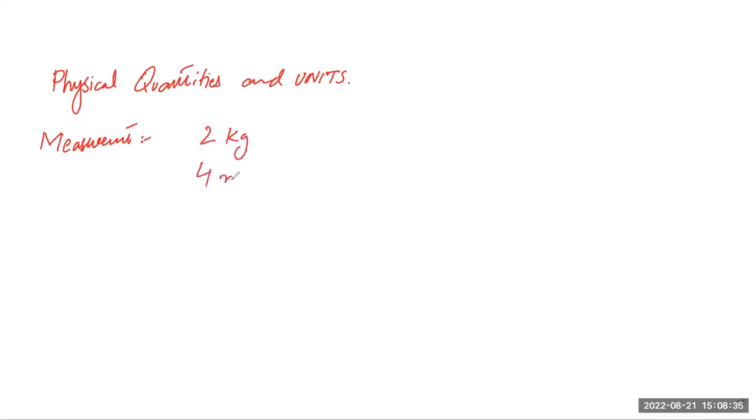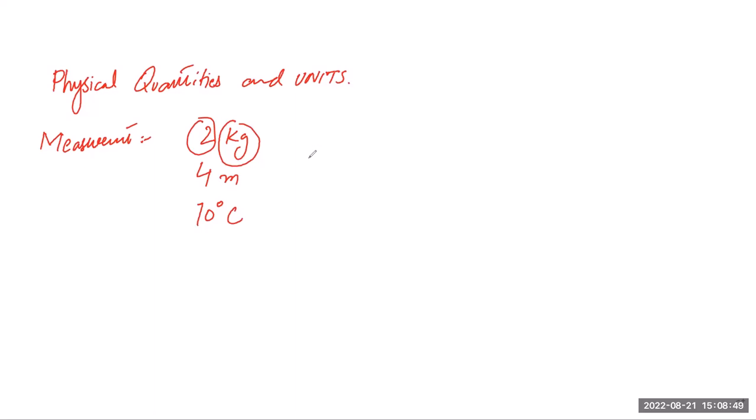Physical quantities and units. So before starting, we must know one thing: what is a measurement? Let's take an example: 2 kg, 4 meter, 10 degrees centigrade. So we can see a common thing, that a measurement is always a combination of number and unit. Fair enough?